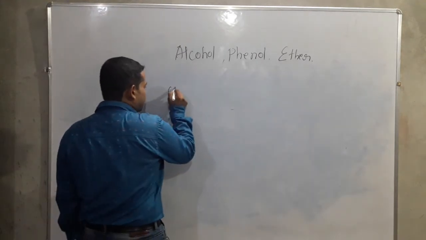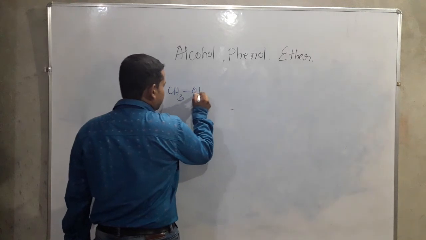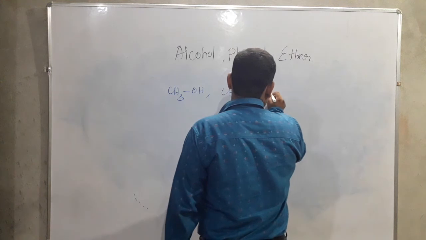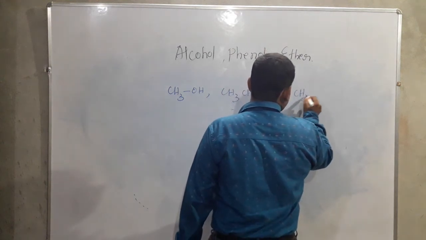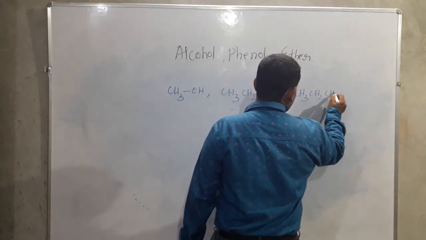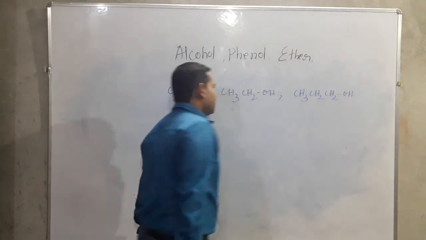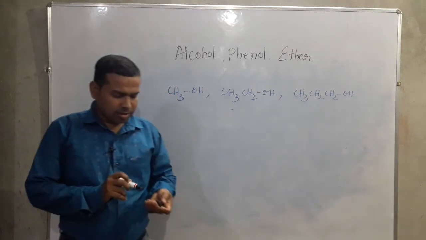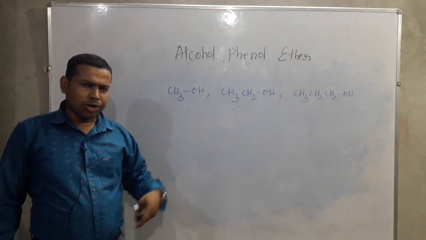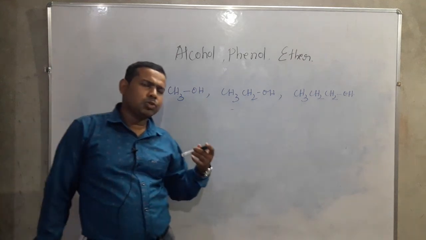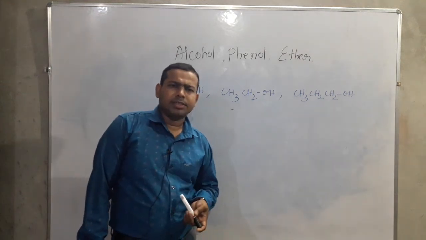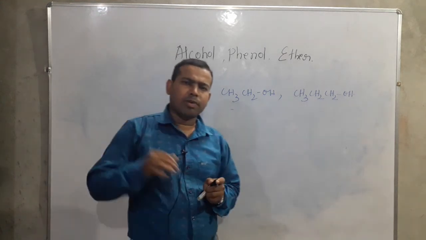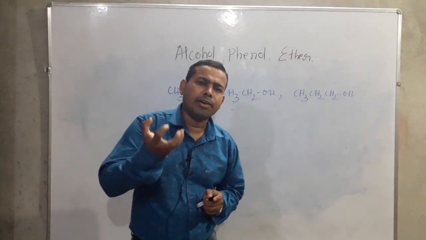Alcohols, for example CH3OH, CH3CH2OH, CH3CH2CH2OH. Clear? So this is methanol, ethanol and propanol. Arrange them according to their boiling point, or among them which one shows more boiling point and why. You will explain their boiling point on the basis of hydrogen bond and van der Waals attraction force.